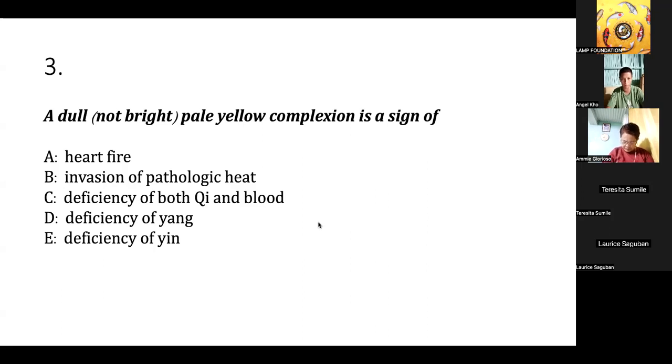Ano pong hahanapin natin sa tongue? Sinabi mo, if you have a dull, pale yellow complexion, your patient may have deficiency of both Qi and blood. So my question is, how are you going to differentiate Qi deficiency from blood deficiency on the tongue? Doc, ano po, if thin po yung tongue. Thin po, okay, yung tongue.